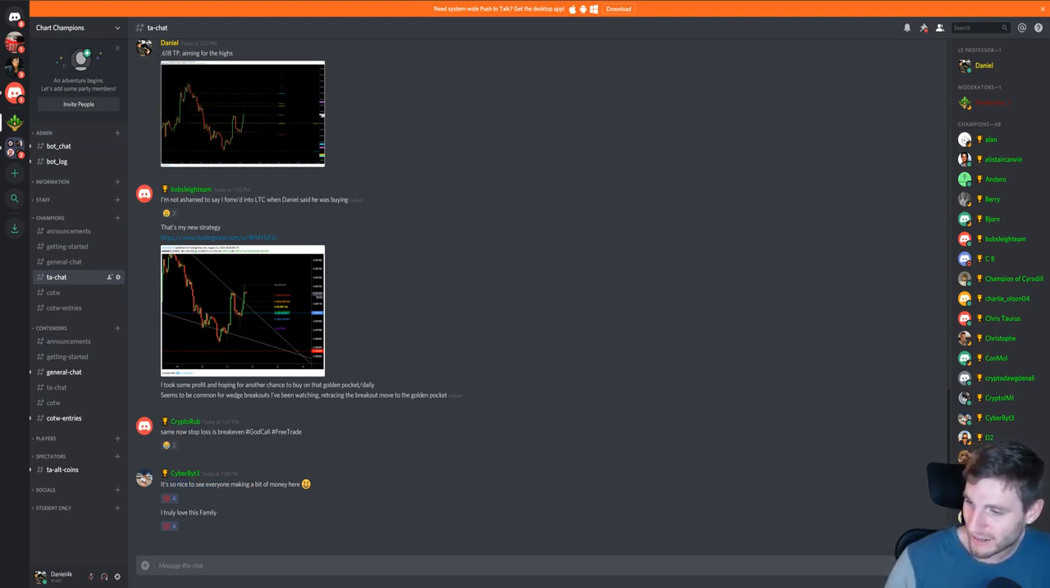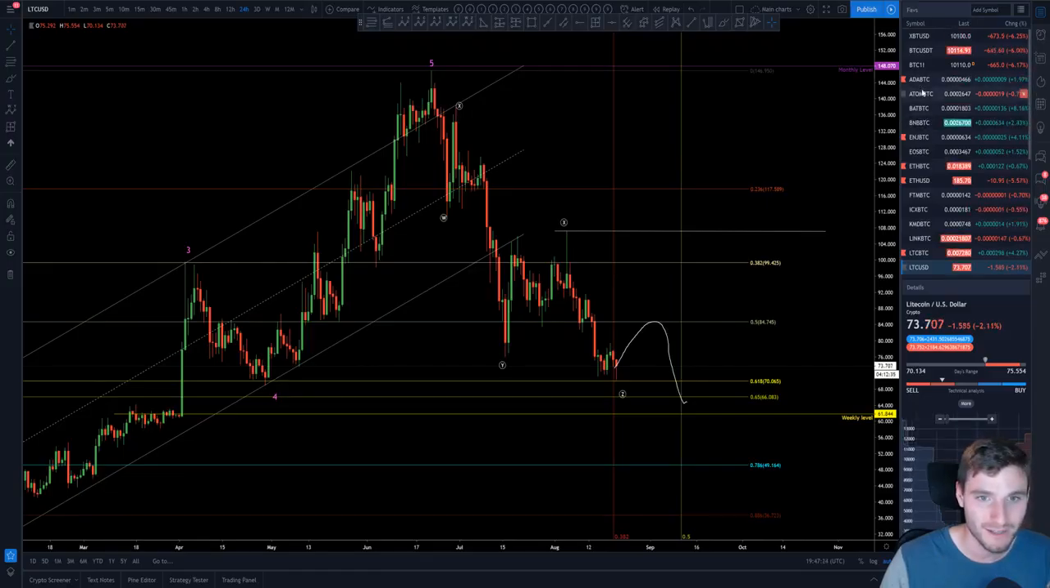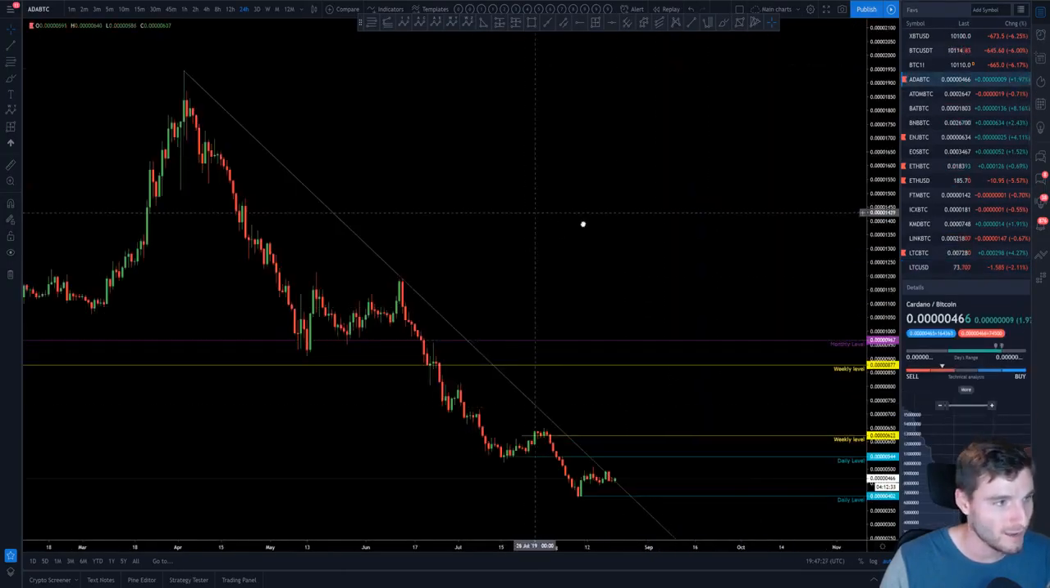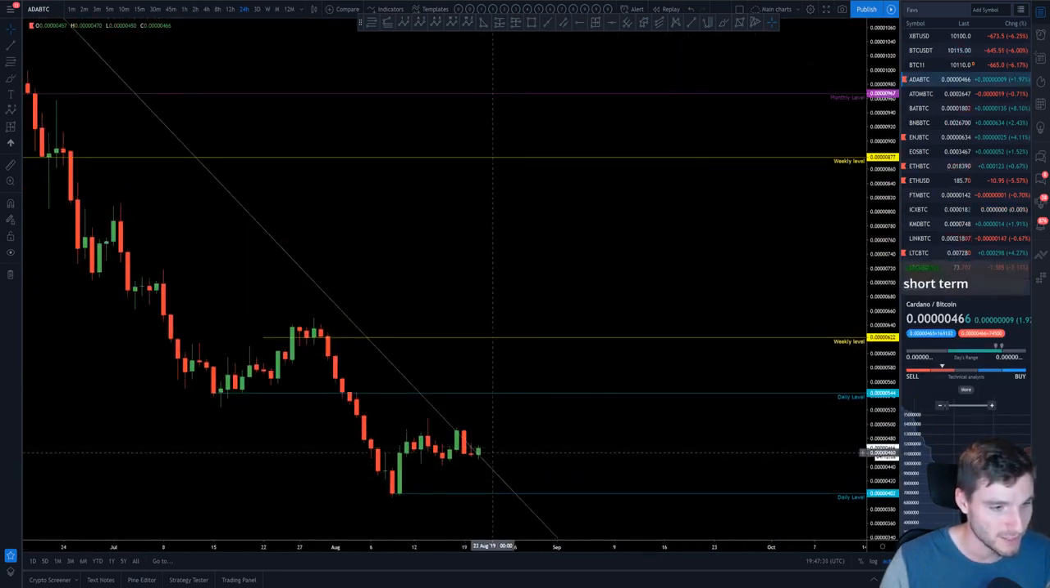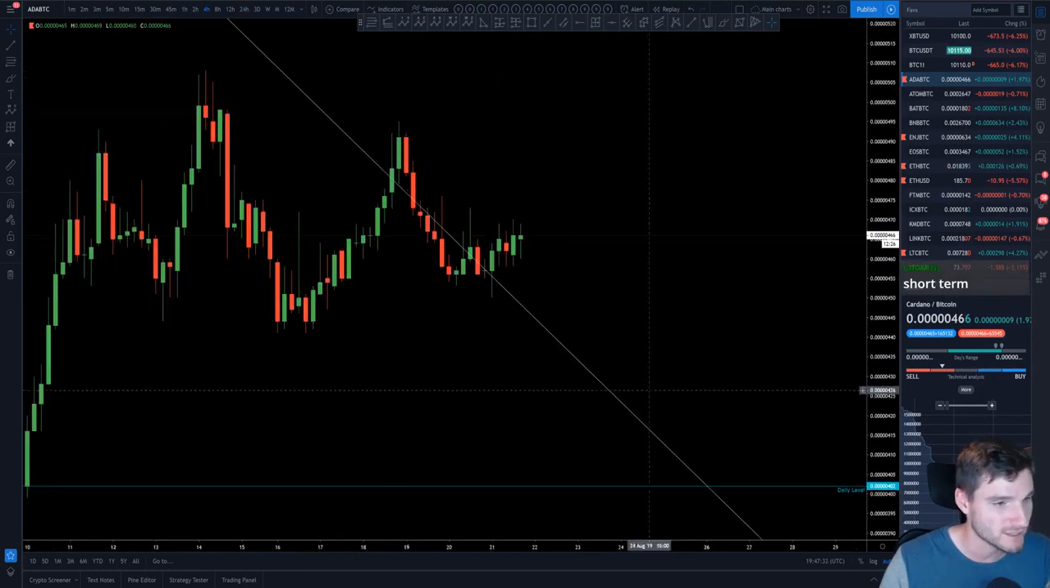Can you check Cardano? It has a break of a very large trend line. Yeah, Cardano, I've got it here, I will. So that looks like it's breaking. I'd wait for that daily close above. Looks like it's going to do it, to be honest. Yes.